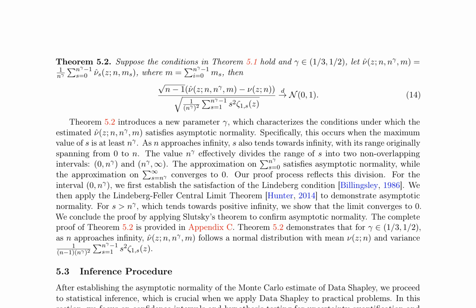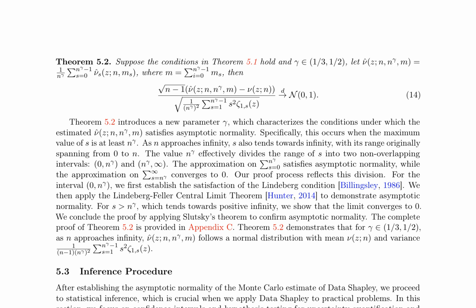The theorem shows that for gamma an element of (1/3, 1/2), as n approaches infinity, the Monte Carlo estimate of Data Shapley follows a normal distribution with mean nu, Z, n, and variance 1 over n to the gamma squared, times the sum from s equals 1 of s squared zeta 1, s, Z. This result is vital for statistical inference, particularly in constructing confidence intervals and conducting hypothesis testing.